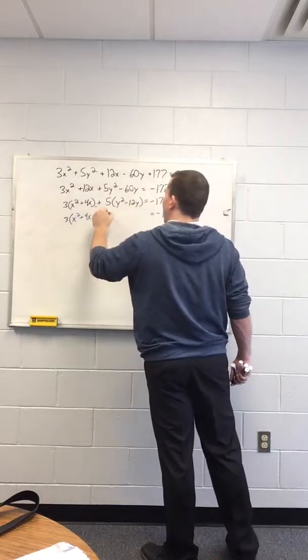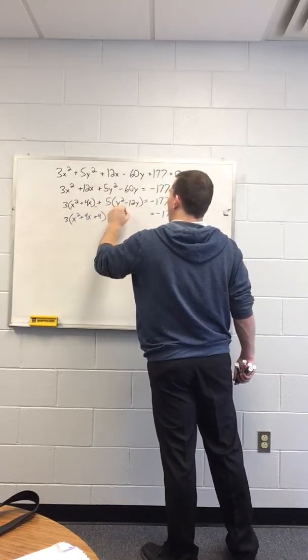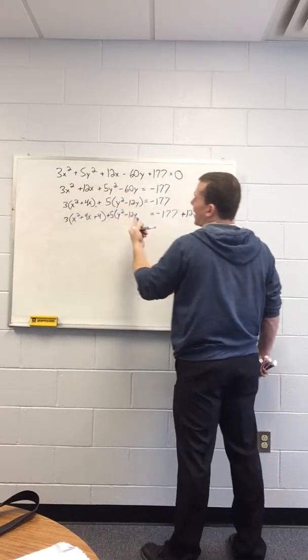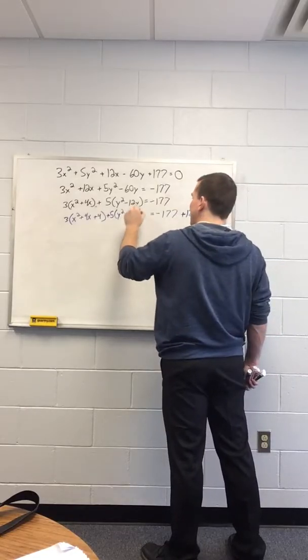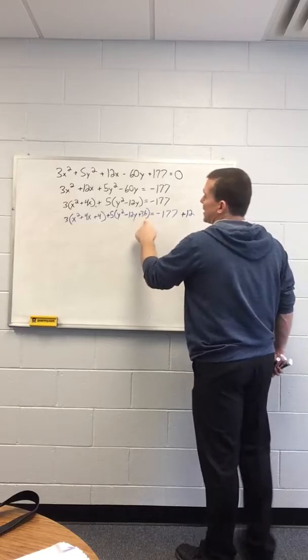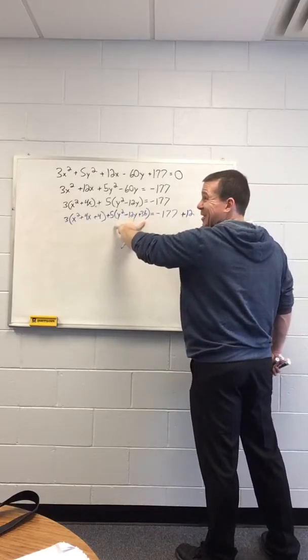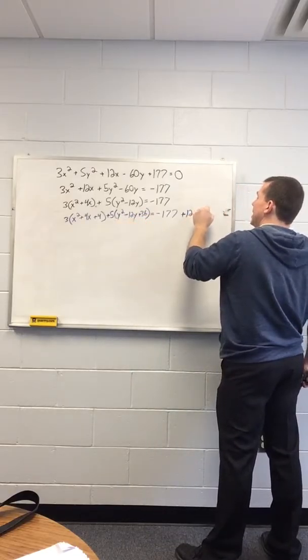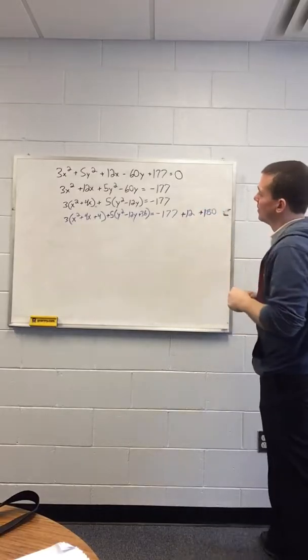Do the same with the y's. Plus 5, y squared minus 12y, half of 12 is 6, square 6, you get 36. Add 36. I didn't actually add 36, I added 36 times 5, which is 180. So I add 180 over here.